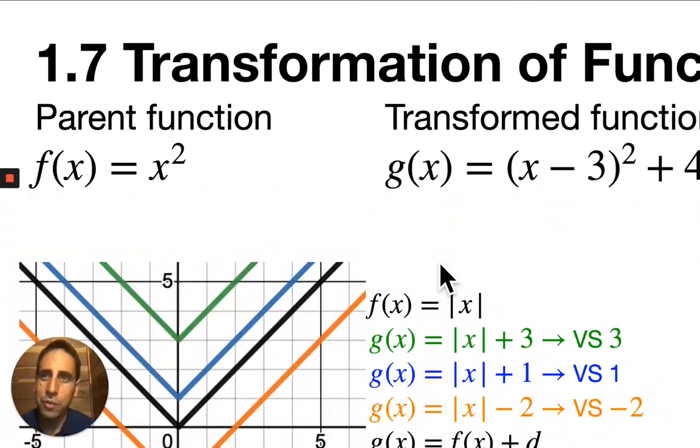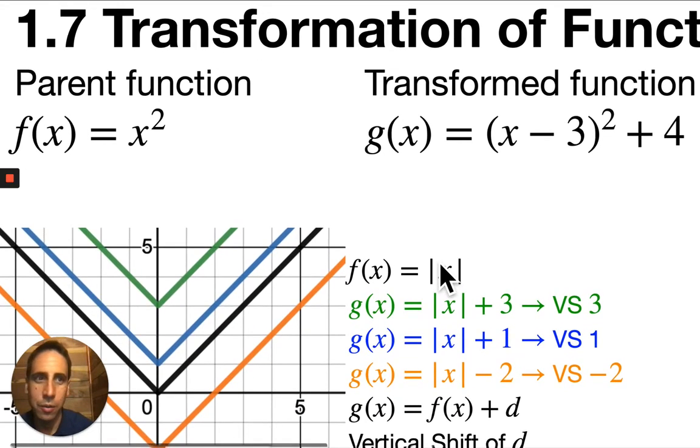Welcome, good people, to section 1.7, transformation of functions. We're going to do this with absolute values and with parabolas. And really it's an extension, a continuation of something that I introduced yesterday, or in the last video. If the parent function is f of x is equal to x squared, then the child, or the transform function, could look something like this.